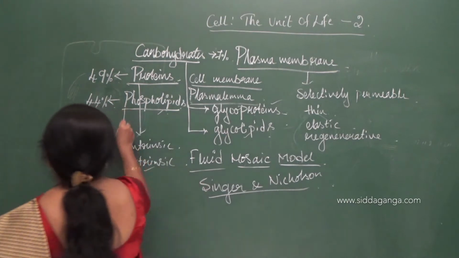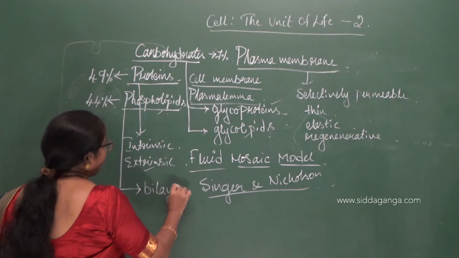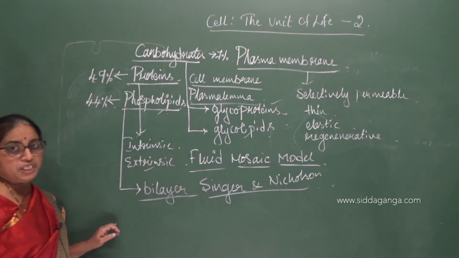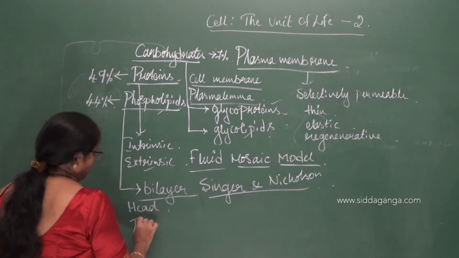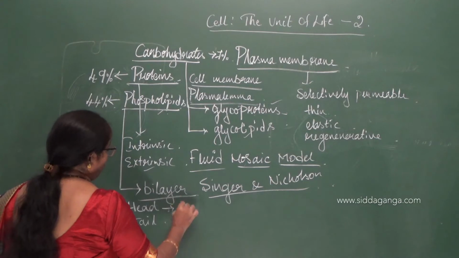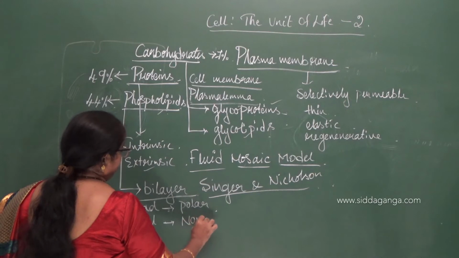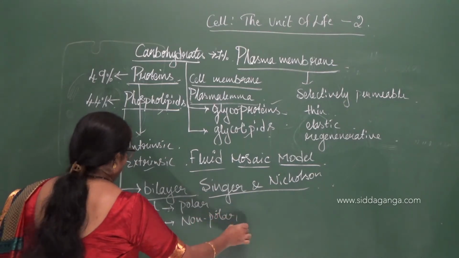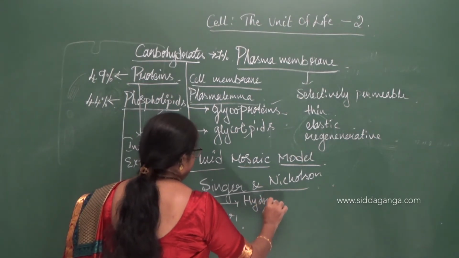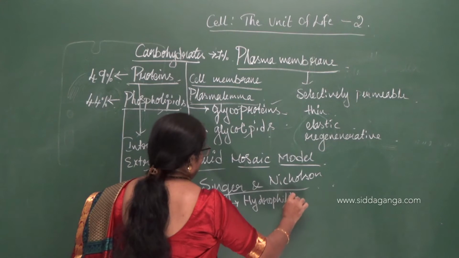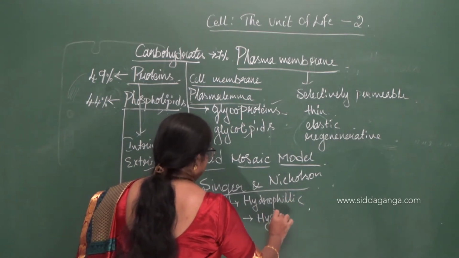Then the phospholipids, there is a bilayer of phospholipid present. One portion is the head and the other portion is the tail. The head is polar and hydrophilic, whereas the tail portion, which is non-polar, is hydrophobic.